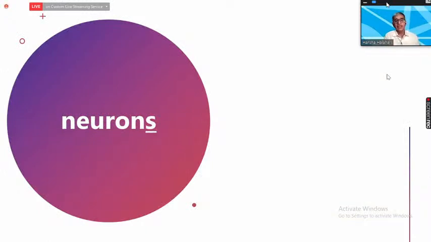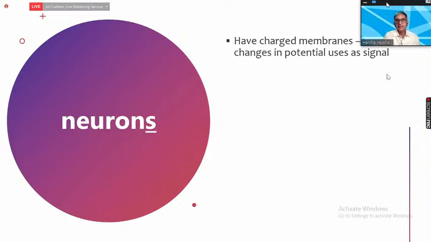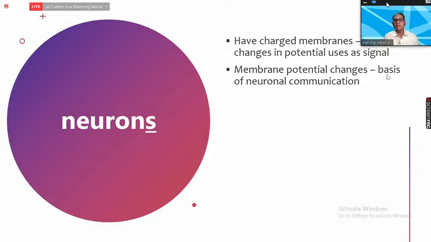It is important to realize that a single neuron by itself is insignificant, and therefore I've underlined the S in neurons. It is neurons which work together as networks which are able to do everything that the brain does. So neurons have charged membranes. We'll look at this in a bit of detail later on. And changes in this charge distribution, or changes in the potential, are used as a signal, and membrane potential changes form the basis of neuronal communication.